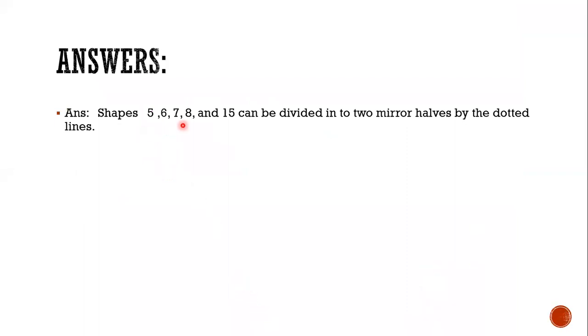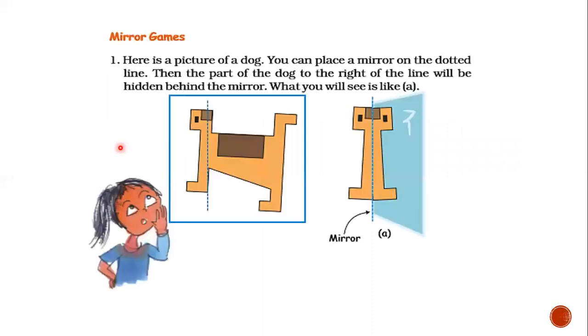Shapes 5, 6, 7, 8 and 15 can be divided into two mirror halves by the dotted lines. Okay, children, we will move ahead. Now it is a question from page number 74. Here is the picture of a dog.